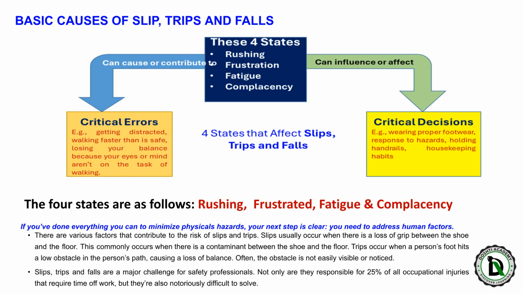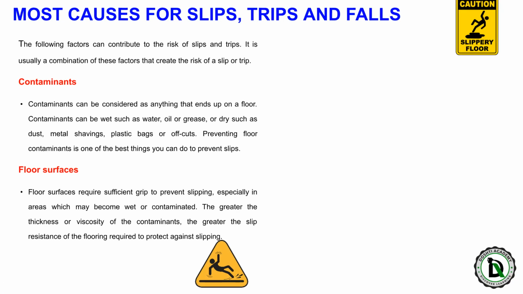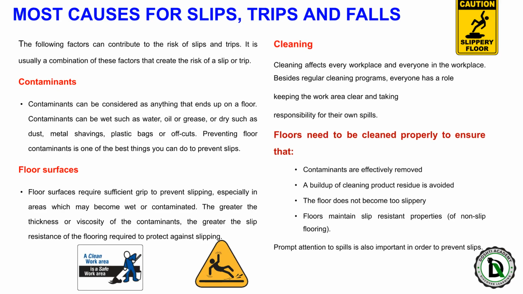Slips and trips are often due to a loss of grip or hitting an obstacle. Causes of slips and trips often combine factors like contaminants, such as wet or oily substances on floors. Preventing floor contaminants is crucial. Floors must maintain sufficient grip. Proper cleaning is essential to remove contaminants and prevent a buildup of cleaning residue.